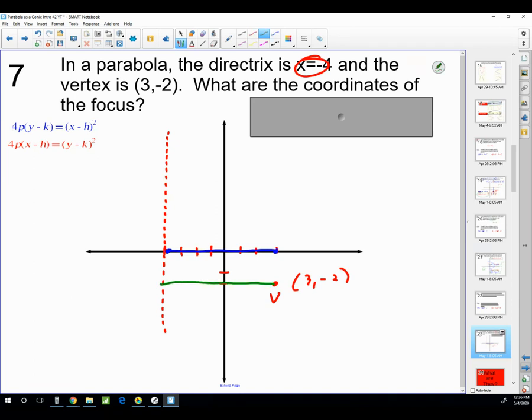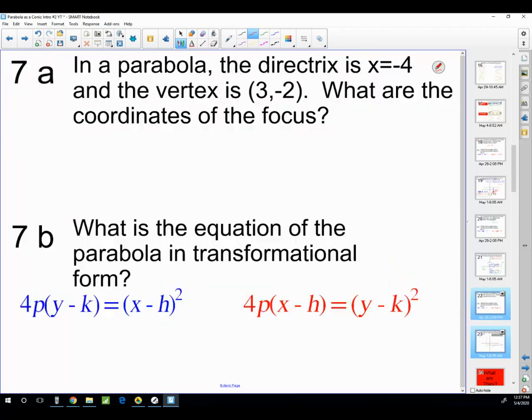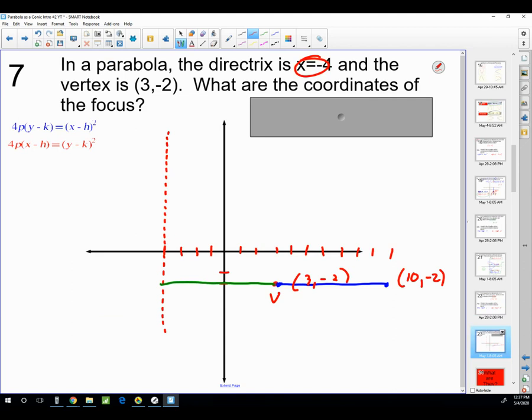You repeat that distance right here, okay? And so we want to repeat it here. Well, that length is 7, so we've got to go 1, 2, 3, 4, 5, 6, 7. And that would be a total of 10. So this is the point 10, -2. And so that would be the answer to this, which is 10, -2. Coordinates of the focus. Let's finish this thing up.